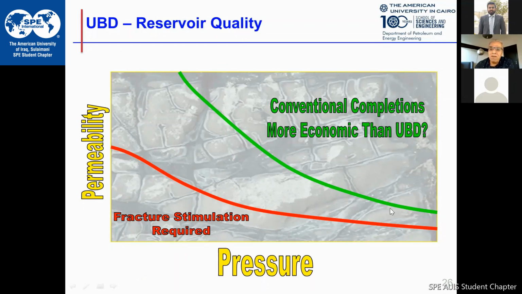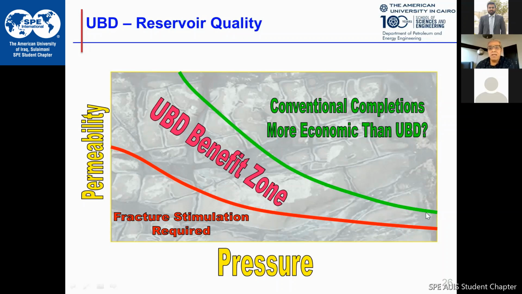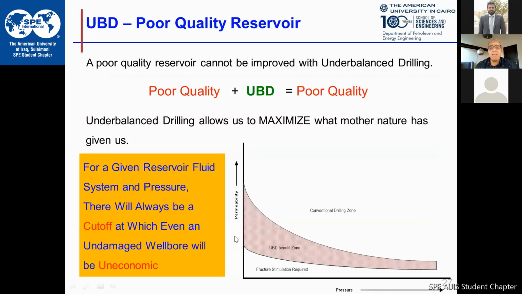Now, above the green curve in here, there is no need to use underbalance, so conventional completions is more economic than underbalance. So the envelope allocated for underbalance is in between these two lines. This is basically what the investigation has shown, or came up with, based on screening.